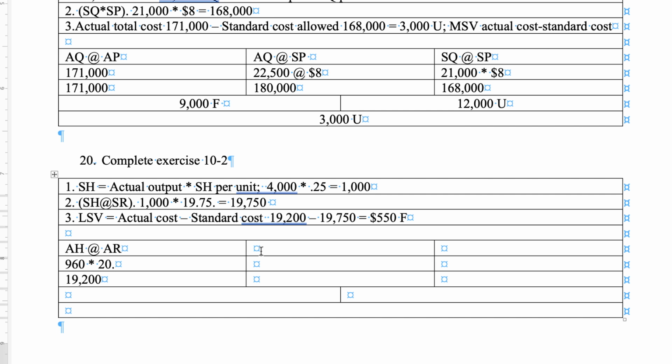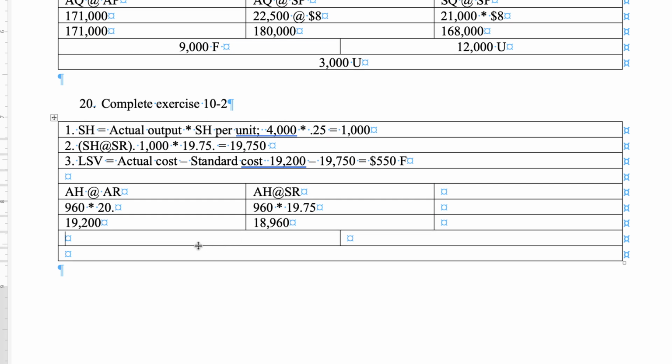Okay, so let's work on, for lack of a better term, equation 2, right? We need the actual hours at the standard rate. The actual hours that we use, they already told us it's 960. 960 hours times $19.75, because that's the standard rate. When we multiply those, we get 18,960.